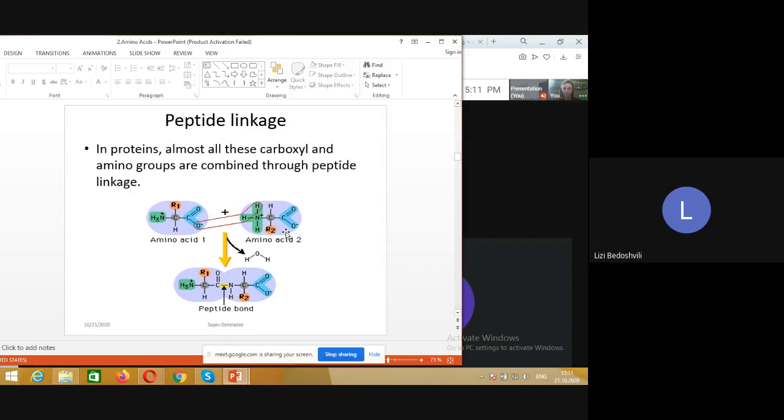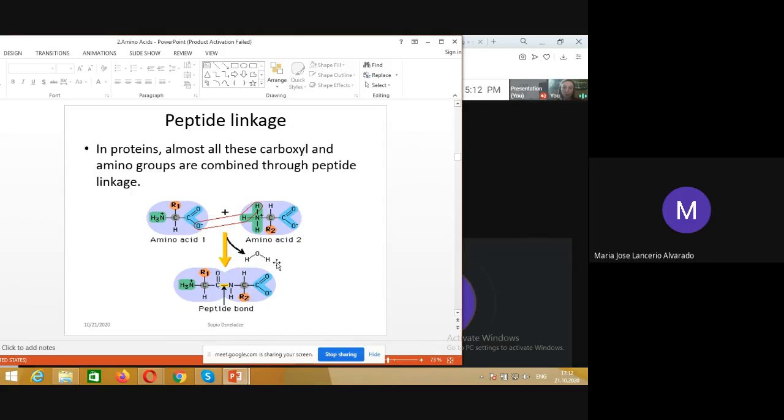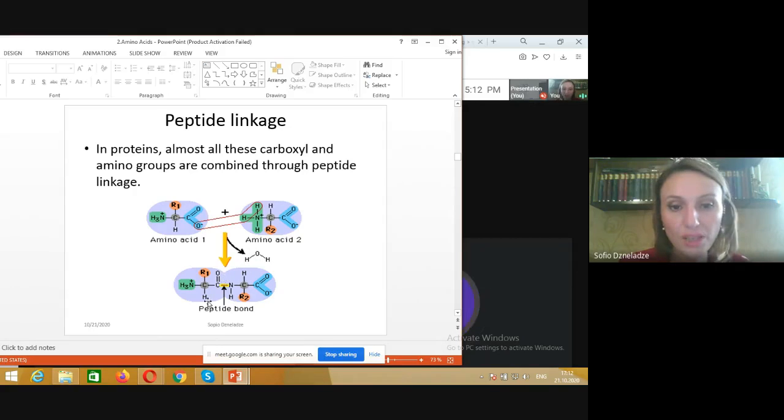In proteins, almost all these carboxyl and amino groups are combined through peptide linkage. One amino acid and a second amino acid can join together, and oxygen from the carboxyl group and two hydrogens from the amino group can join together and produce a water molecule, H2O. This linkage is known as a peptide linkage, and these amino acids are known as amino acid residues, and this is a dipeptide. Why dipeptide? Because two amino acids are joined together.